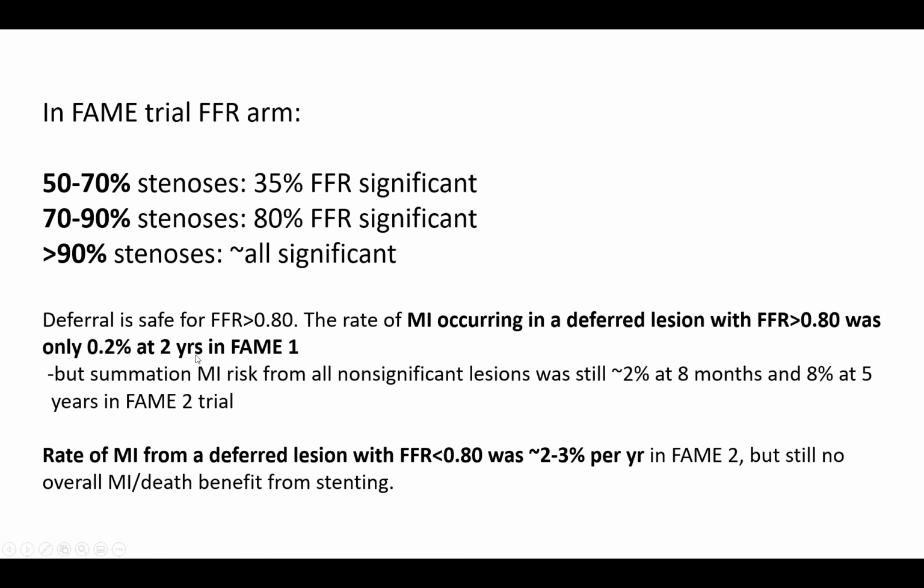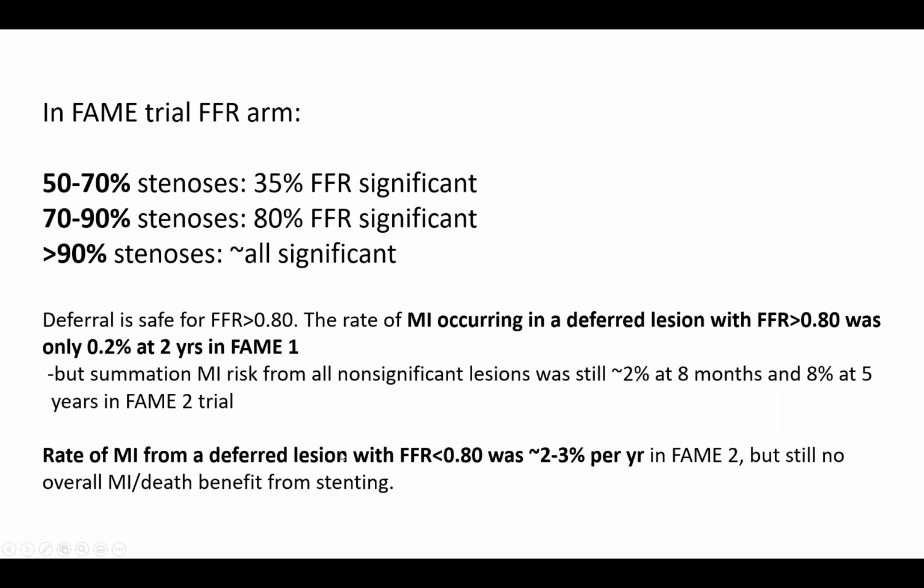Those patients have heavy and multiple atherosclerotic plaques. So the risk of MI in general is not minute. They have an intermediate risk of MI, including MI in that vessel where you did FFR. The risk of MI was still 2% at 8 months and 8% at 5 years in the FAME 2 trial. However, the MI from an individual lesion where you've measured FFR in that vessel and the FFR was above 0.80 is very low. The summation MI risk is still relatively significant. However, you will not derive a benefit from stenting that particular lesion.